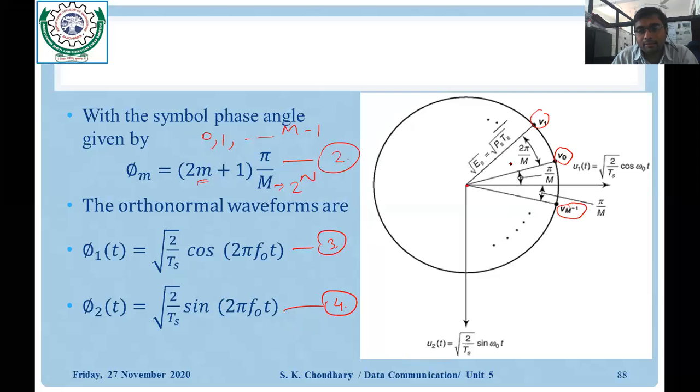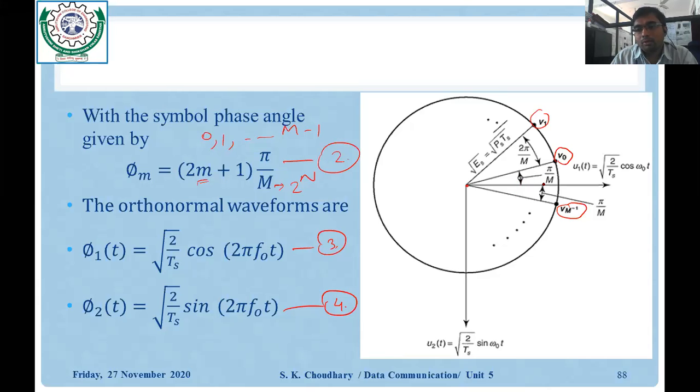If M is 8, meaning 8 PSK, it is 2 pi upon 8. If it is 16, 2 pi upon 16, like this. If it is QPSK, 2 pi upon 4, that is pi by 2. So depending upon the value of M, the phase angle would vary. As the number of bits increases, the phase angle decreases, and the distance between two signal points decreases. So it starts from pi by M, 2 pi by M, like this 3 pi by M, up to the last.